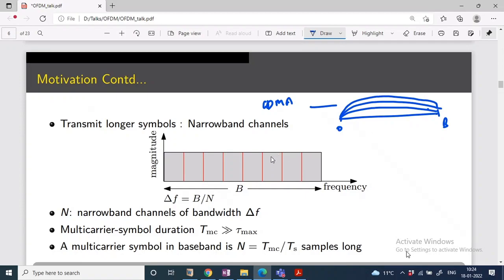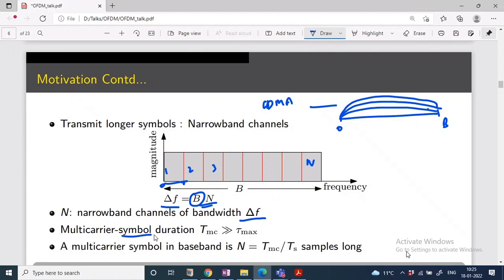But in OFDM, this frequency band is divided into multiple frequency bands, 1, 2, 3, and so on. We divide it into N frequency bands, and each band has bandwidth delta F, equal to the total bandwidth B divided by the number of bands. So we have N narrowbands.